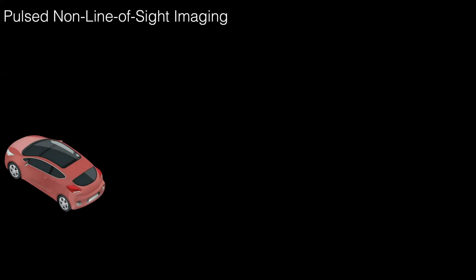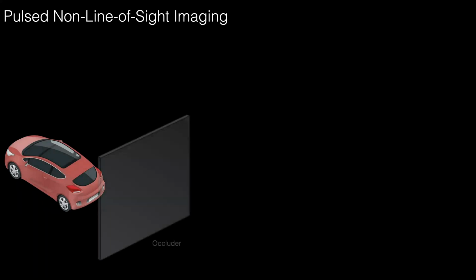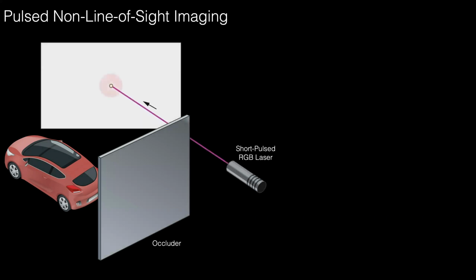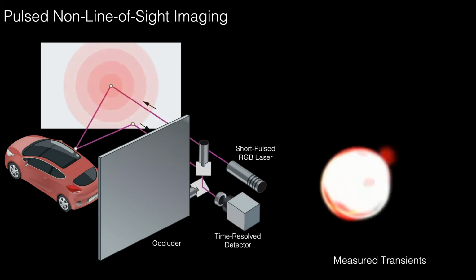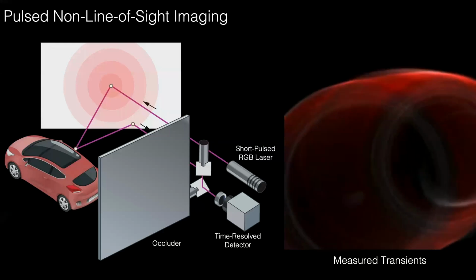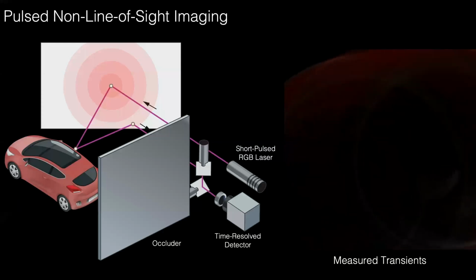Successful non-line-of-sight imaging methods use pulse illumination. A laser first emits light onto the wall. Some of the scattered light hits the hidden object and is reflected back to the wall. After a third bounce at the wall, the indirect transport components are received by the time-resolved detector and recorded in the transient measurements.